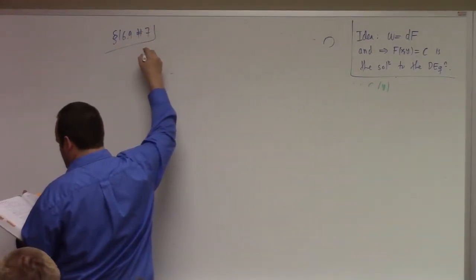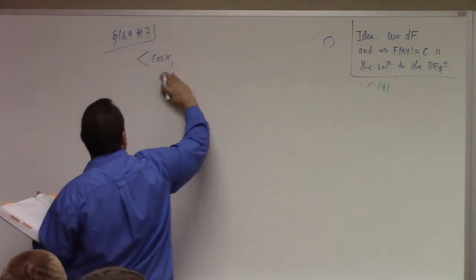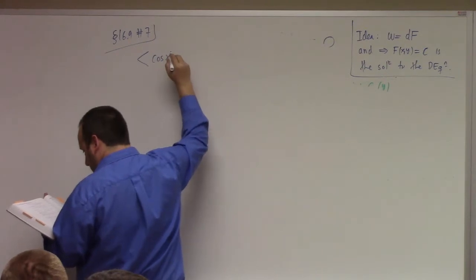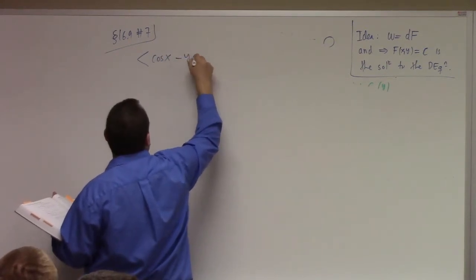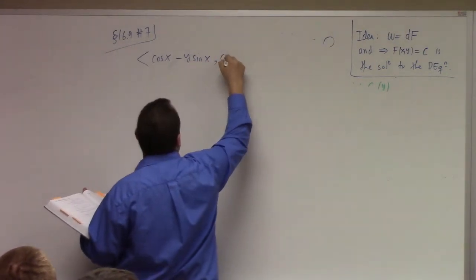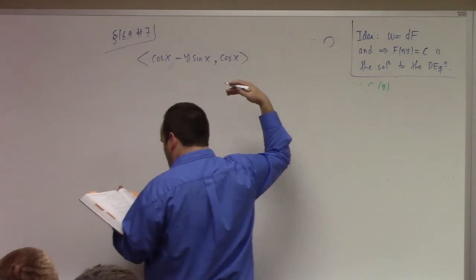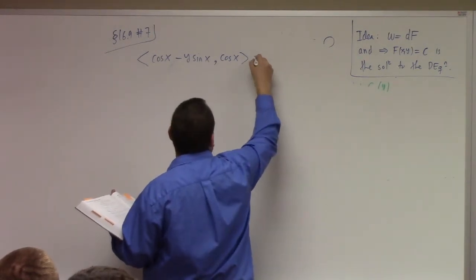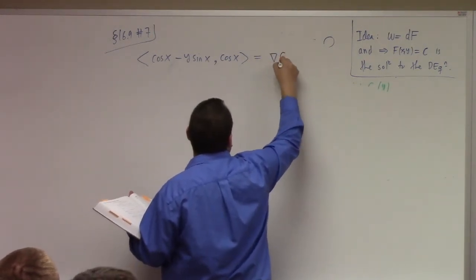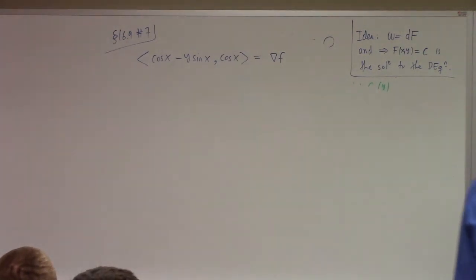Here you're given the vector field cosine x minus y sine x, comma, cosine x. And the question is, is this vector function a gradient? In other words, does there exist a function little f such that the gradient of little f is equal to the given vector field P comma Q?